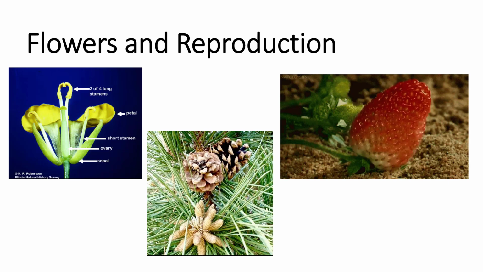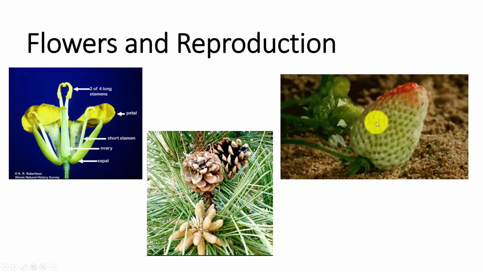Seeds are always produced within a fruit or a cone. There are no exceptions. The tan-colored strawberry seeds are fruits that each contain one true seed. The red sweet tissue is a false fruit.